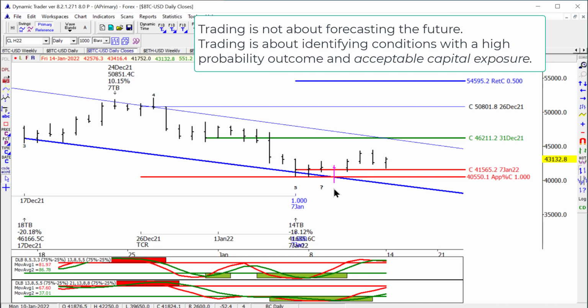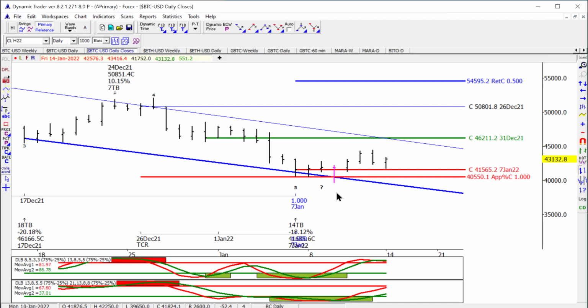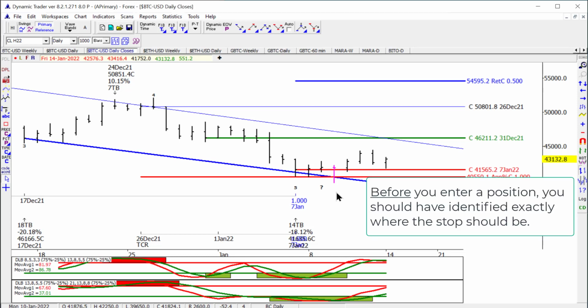Long Bitcoin, or it could be long MARA, or long the GBTC, or some other substitute for Bitcoin, an ETF or a stock or whatever. But the point is that once you enter a long position, and actually before you enter a long position, you should identify where the stop is going to be in case the market doesn't follow through in the direction anticipated.